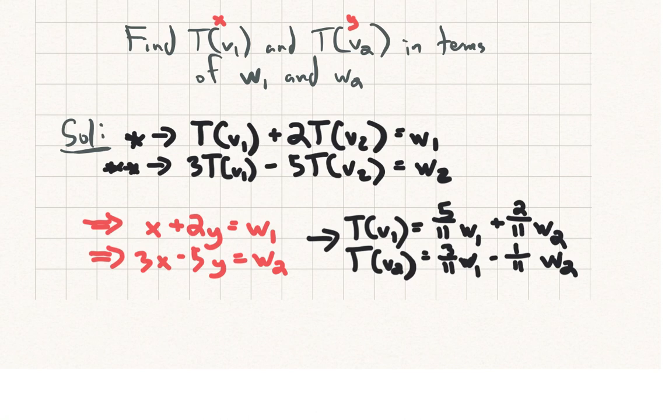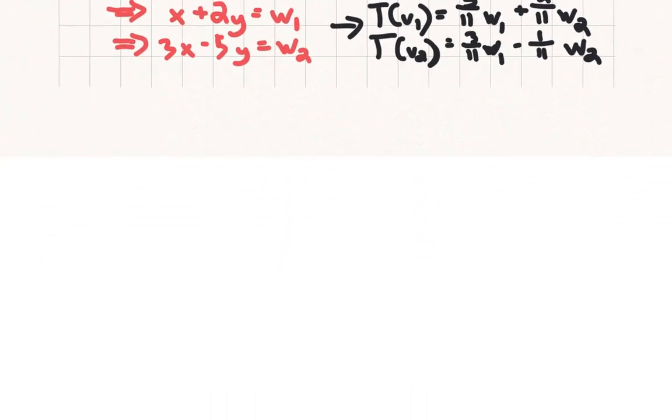So because we know a linear combination of V1 and V2 that gives us W1, and a linear combination of V1 and V2 that gives us W2, we can use our linear algebra knowledge to solve for a linear combination of W1 and W2 that gives us both T(V1) and T(V2). Let's do one more example just to make sure we know what's going on here.